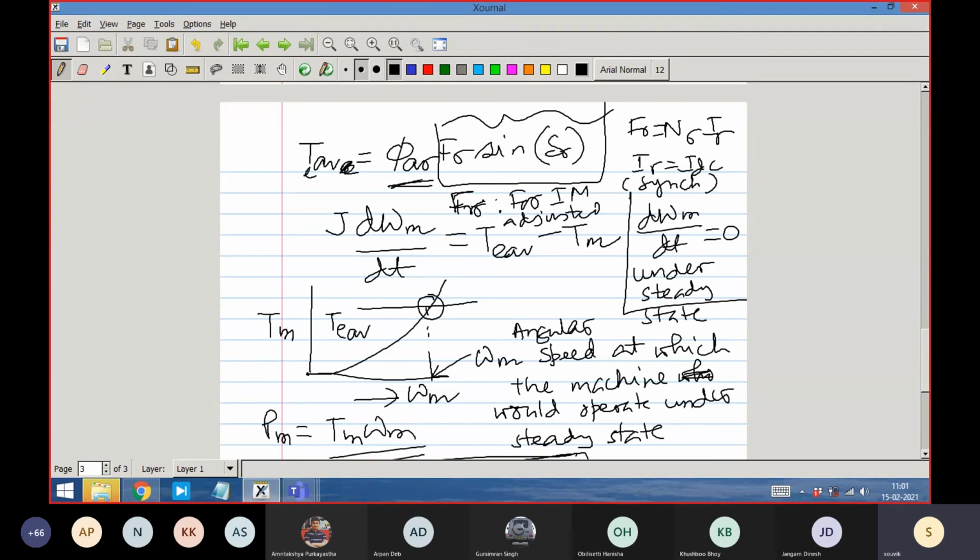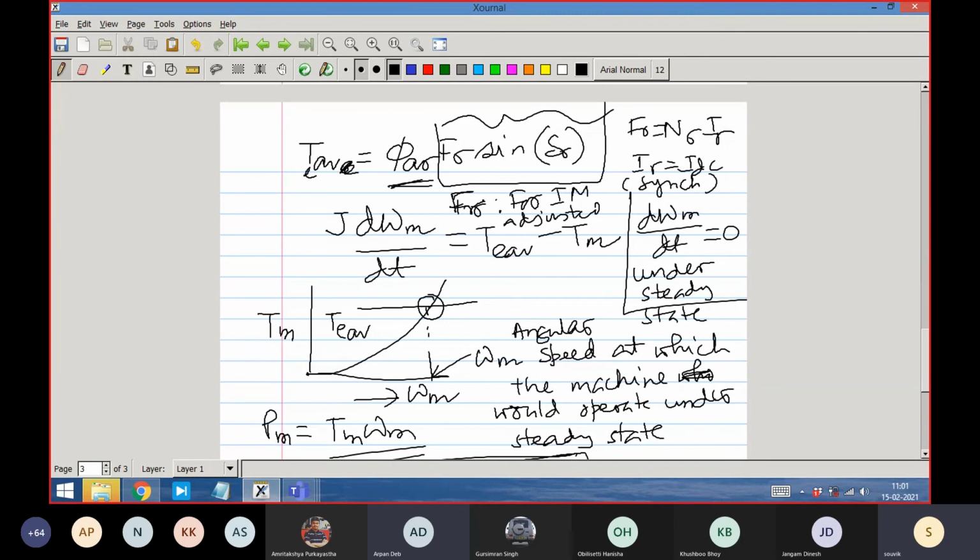And rotor current changing means stator current will change because of the fundamental relationship between N1 I1 plus N2 I2 is equal to N1 into I0, where I0, Im is the magnetizing current. And that fundamental relationship means that if the rotor current changes, the stator current will also have to change.